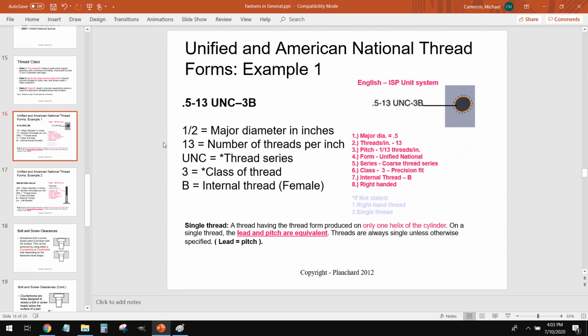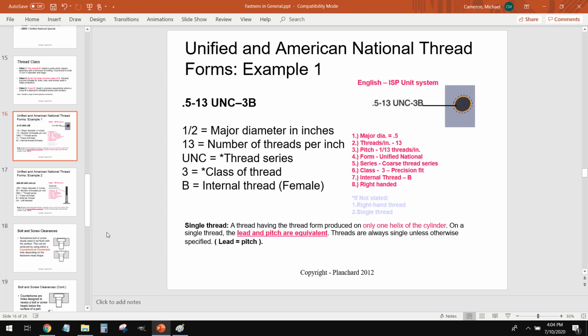We just did a 1/4-20 example. So right here, we've got this thread here. It's 0.5-13 UNC-3B. So 1/2 inch, that is our major diameter. 13, number of threads per inch. So in 1 inch of space, 13 threads. Unified National Coarse. This is a type 3, so it's a very tight fitting thread. And it's a B, so it's a female thread, so it's a threaded hole.